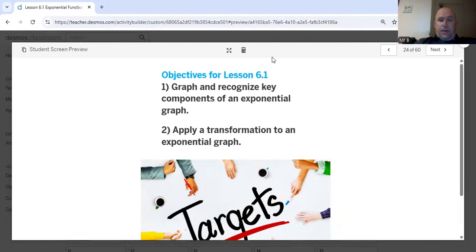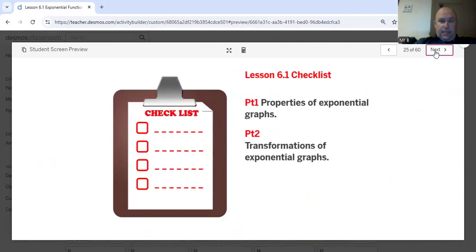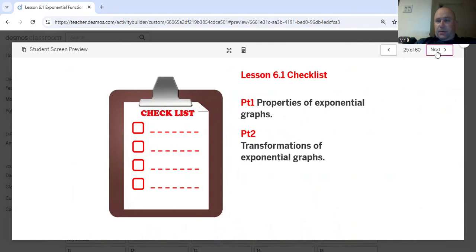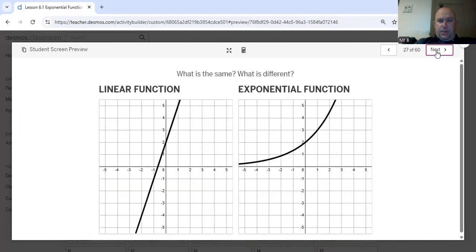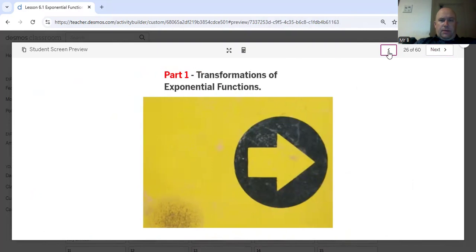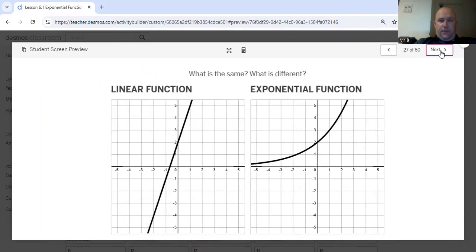Two things we're going to do today. We're going to look at graphing and recognizing key components, and we're also going to apply transformations like we did with quadratics in the previous lesson. So they're the two things that we're looking at today. And let's get straight on to the first one. Whoops, that first one's supposed to say properties. I'll need to fix that.